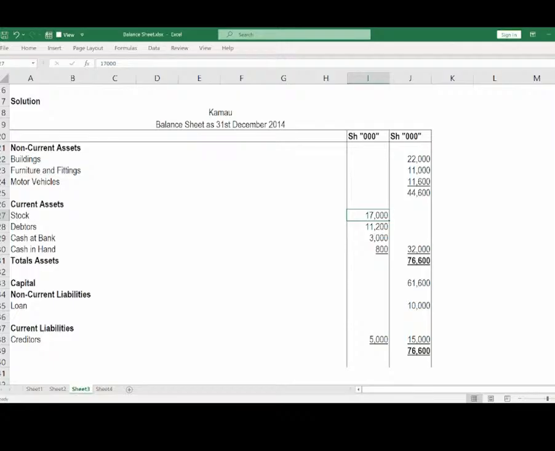Then you have capital injection of 61,600, non-current liability, you only have one loan for 10,000. Current liability, you only have creditors for 5,000. So when you add capital plus non-current liabilities plus current liabilities, we get a total of 76,600. So both assets and capital and liabilities, they are equal.